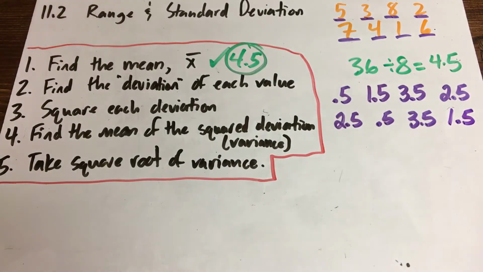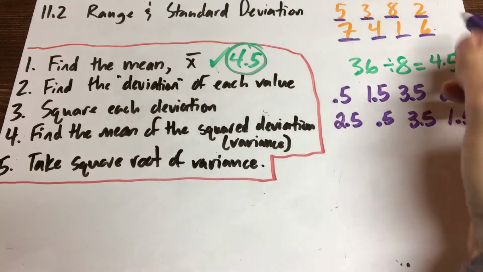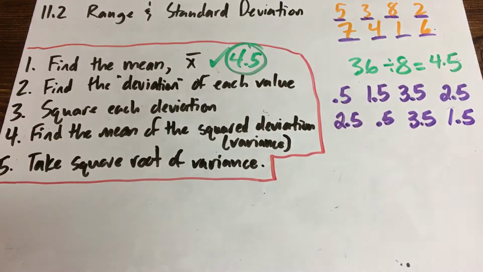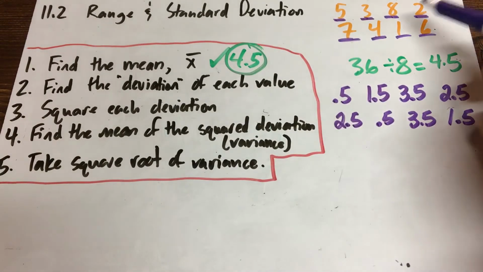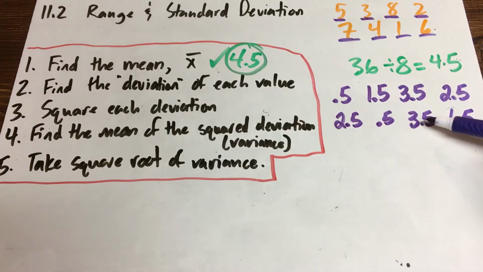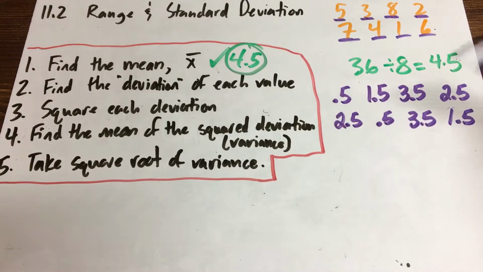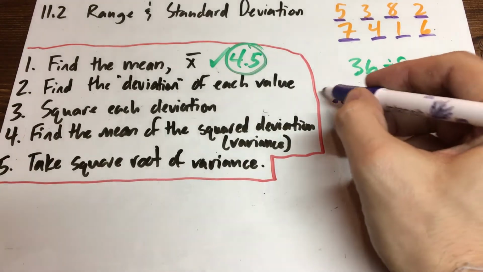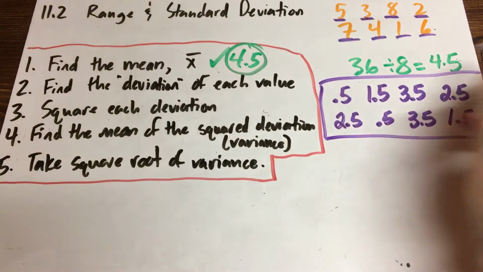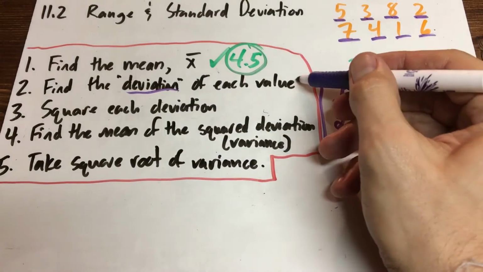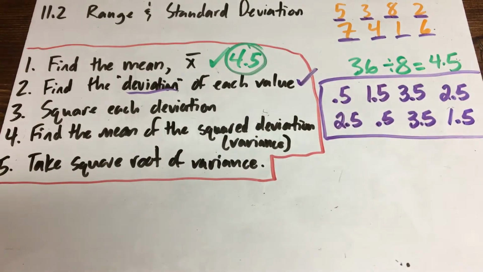There we go. So you just subtract each number from 4.5, right? 6 minus 4.5 is this. 1 minus 4.5 is this. Actually, it's a negative, but you just take off the negative. 4 minus 4.5 is that. Take away the negative, all right? So you've got these numbers. These numbers are the deviation right there. So I just did this step. Perfect. Step 3, square each one of those numbers.